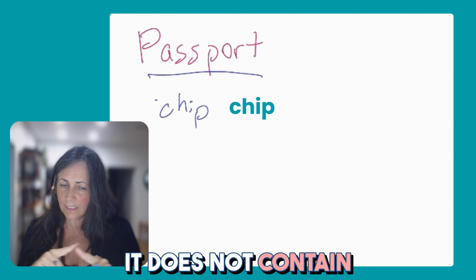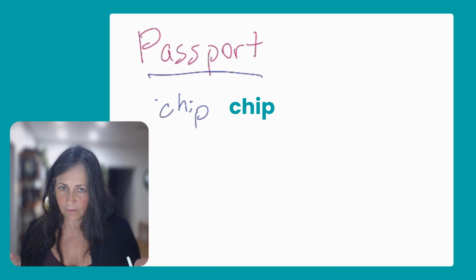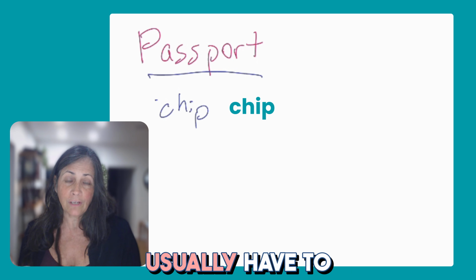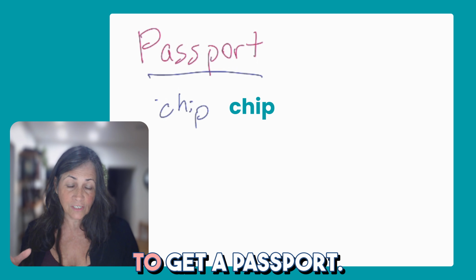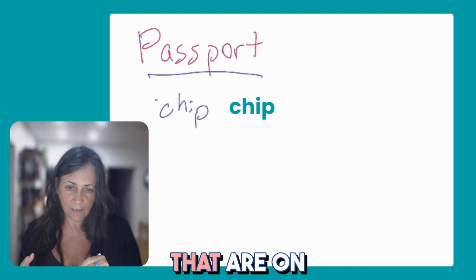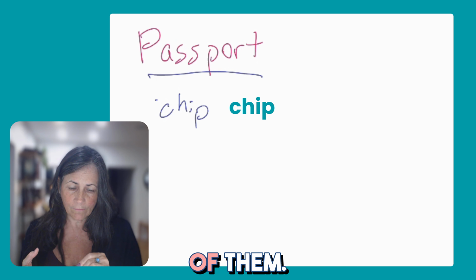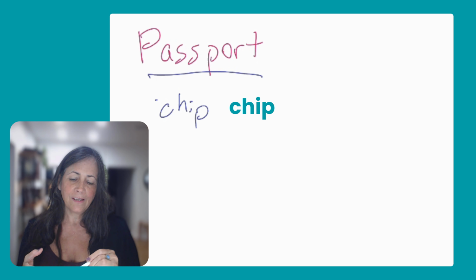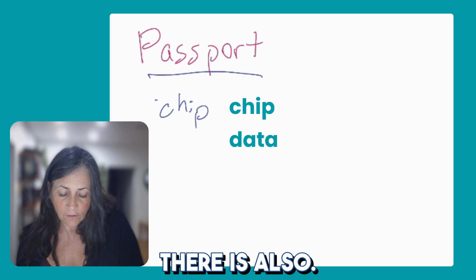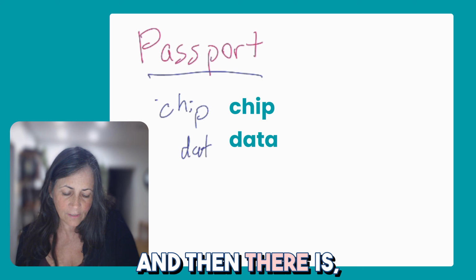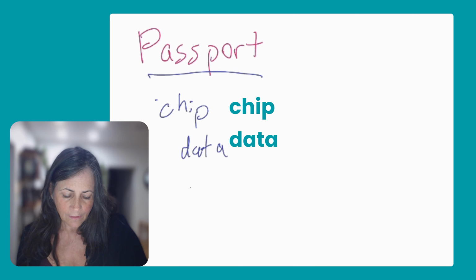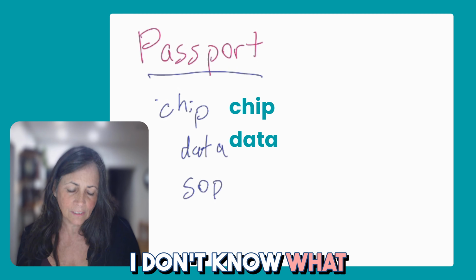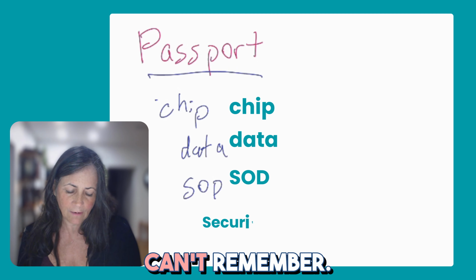It does not contain your social security number, even though you usually have to give that to the government in order to get a passport. But the data points that are on the chip, that's not one of them. But still some personal things. But anyway, there's the data, and then there is what's called an SOD. I don't know what that stands for. I read it, can't remember.